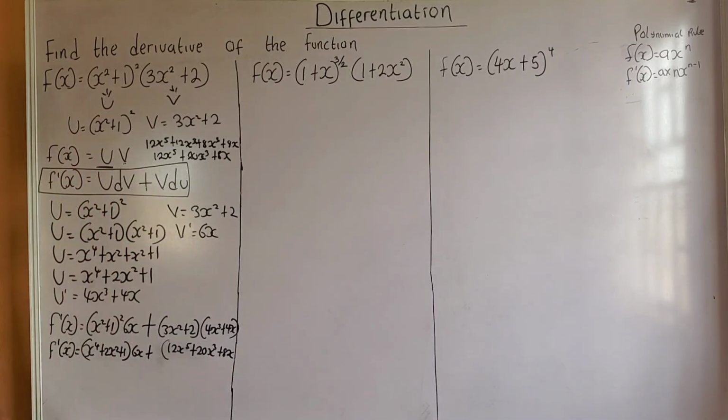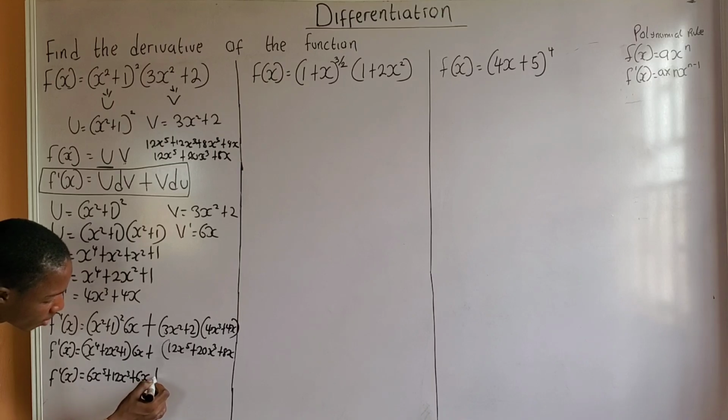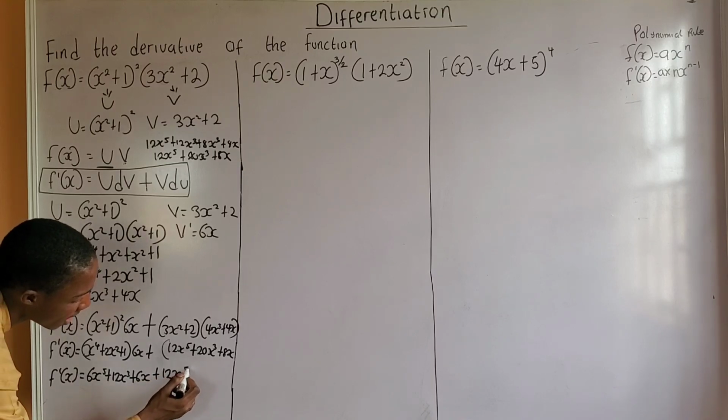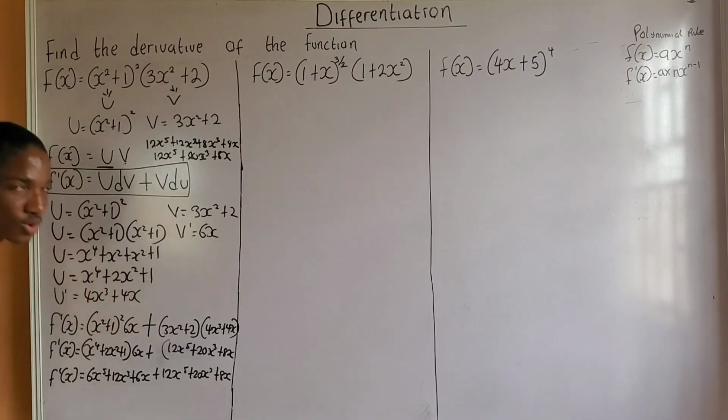Do you understand? Okay, now for this, I'm going to have derivative of f of x will be equal to 6x times x to the power of 4. That is 6x to the power of 5. 6x times 2x to the power of 2, that is plus 12x to the power of 3. 6x times 1, that is what? Plus 6x, okay? Plus 12x raised to the power of 5 plus 20x raised to the power of 3 plus 8x. Do you understand?